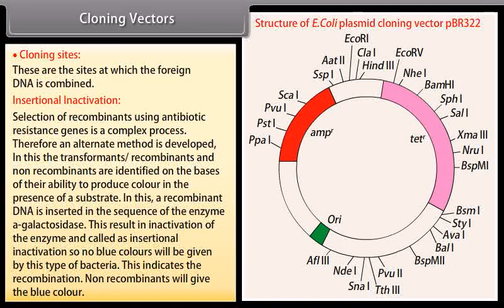In this, the transformants, recombinants, and non-recombinants are identified on the basis of their ability to produce color in the presence of a substrate. In this, the recombinant DNA is inserted in the sequence of the enzyme beta-galactosidase. This results in inactivation of the enzyme and is called insertional inactivation, so no blue color will be given by this type of bacteria. This indicates the recombination. Non-recombinants will give the blue color.